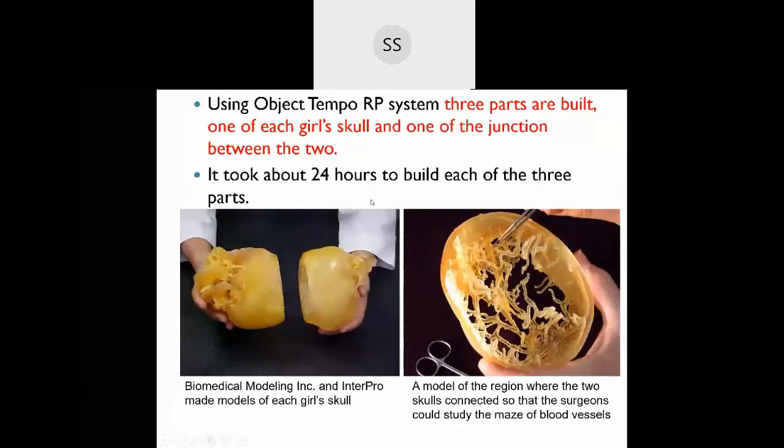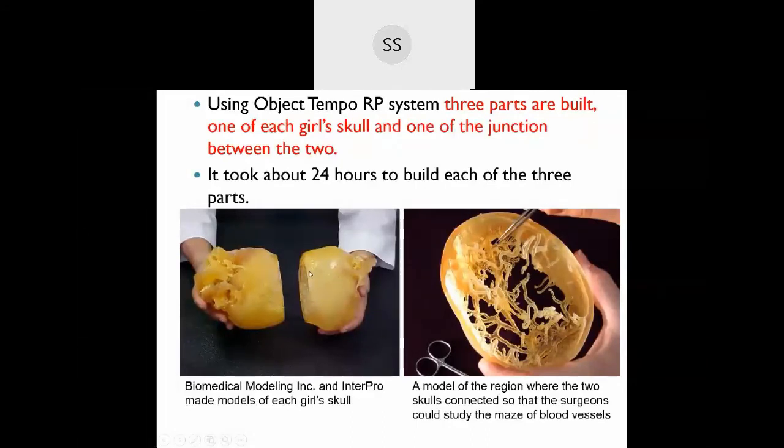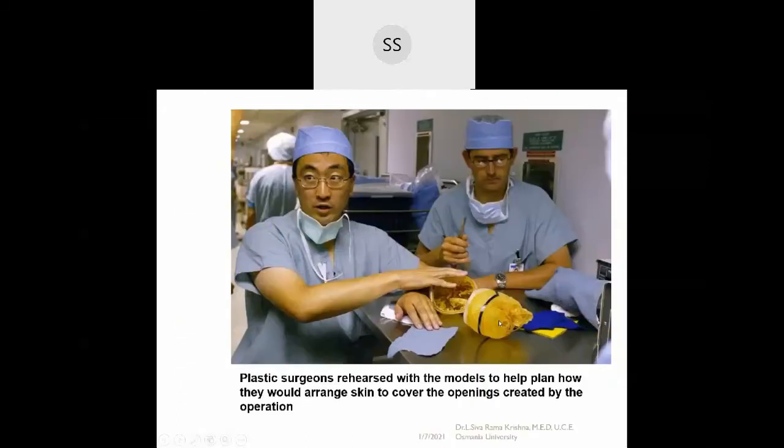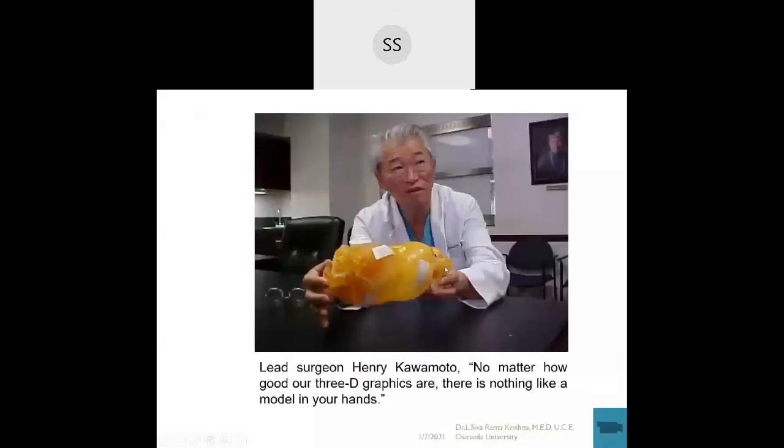It took 24 hours to build each of these parts. They sliced them and understood how these interweaving structures work. A model of the region where the two skulls connected let the surgeons study the maze of blood vessels. See how they are planning the surgery on this table. A plastic surgeon rehearsed with the models to help plan how to arrange the covering for the operation. The lead surgeon, Henry Kawamoto, said, no matter how good your 3D graphics are, there is nothing like a model in your hand. So this is how the planning is done.